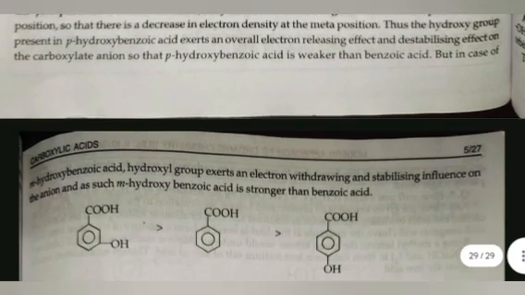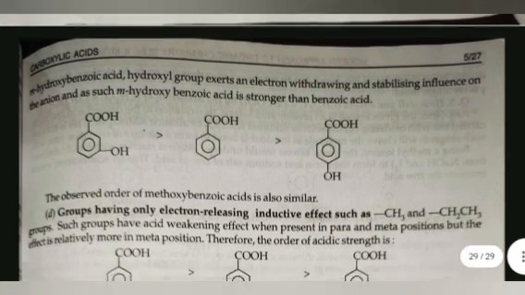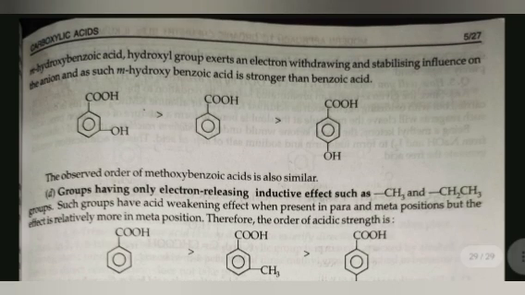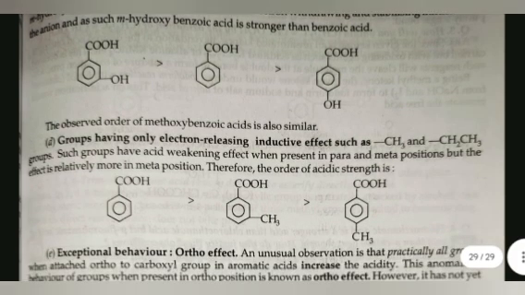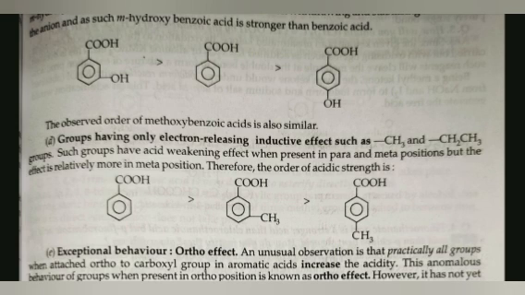But in case of meta-hydroxybenzoic acid, the hydroxyl group exerts an electron withdrawing and stabilizing influence on the anion, and as such meta-hydroxybenzoic acid is stronger than benzoic acid. Meta-hydroxybenzoic acid is stronger than benzoic acid, which is stronger than para-hydroxybenzoic acid. The observed order of methoxybenzoic acid is also similar.